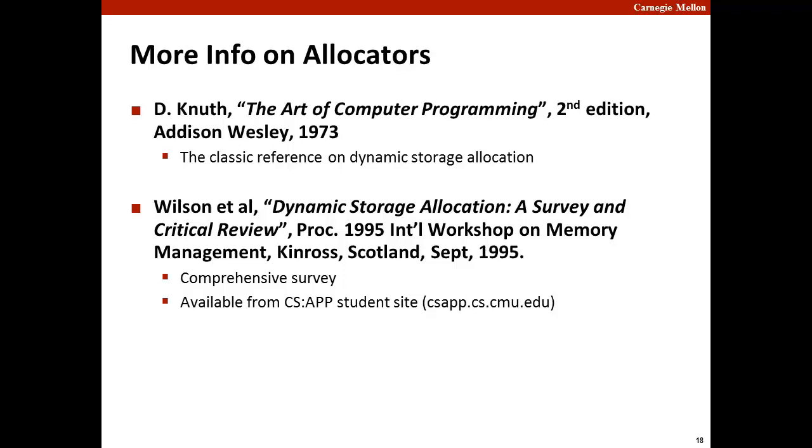Very, very thorough, beautiful discussion. Sometimes Knuth is a little much for people, but if you actually care about memory allocators and their efficiencies, it's a great thing to read. Dynamic storage allocation survey and critical review. It's a comprehensive survey. It's a good paper.